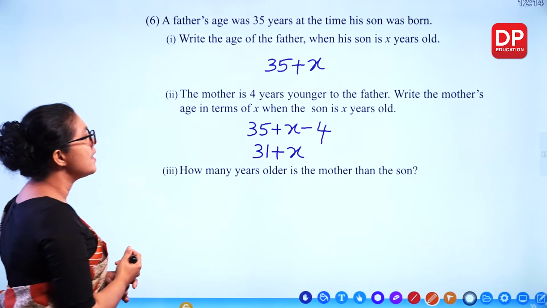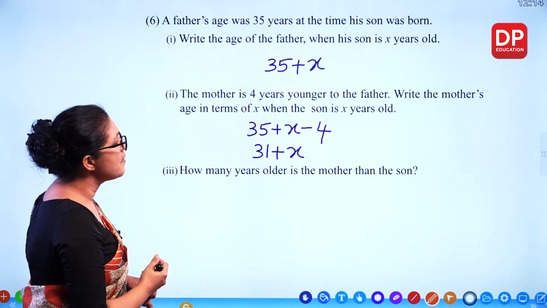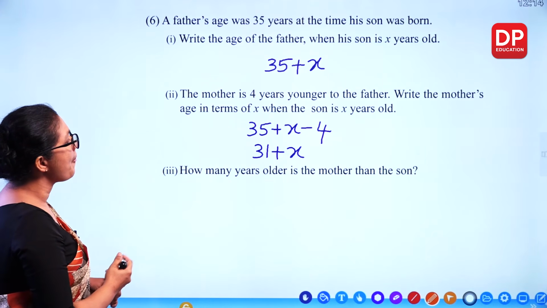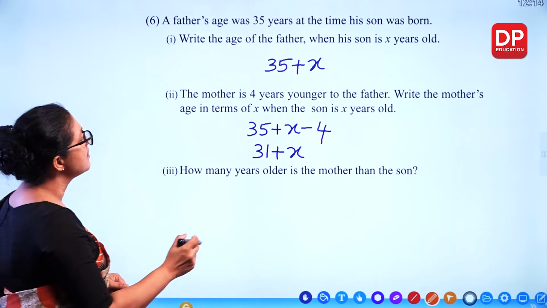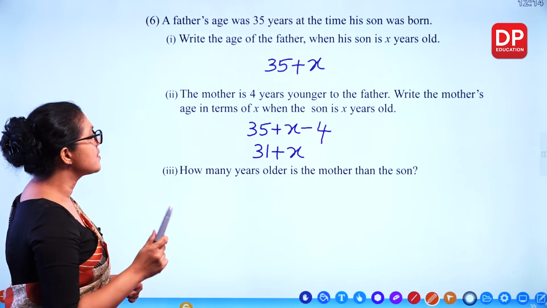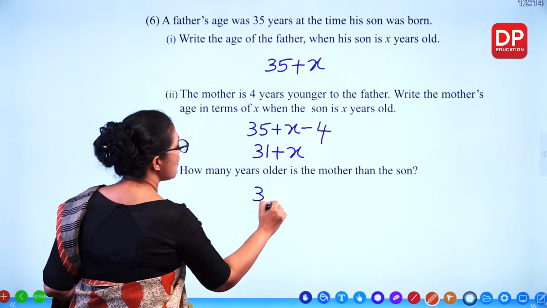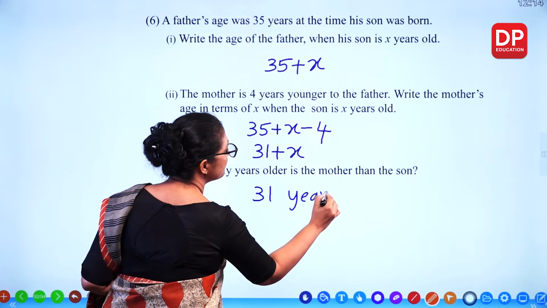That's mother's age. How many years older is the mother than the son? So you can look at this one. That's 31 years more than the son's age. 31 years.